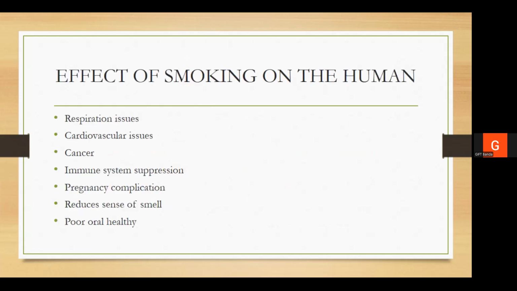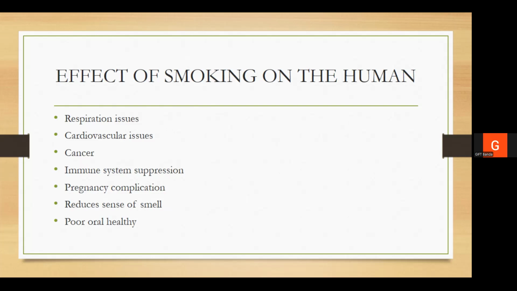To go further, which we did not explain now, let's look at the effect of this process. This process has a lot of effects. What is the effect of smoking on the human body? It's going to give you respiration issues. Apart from respiration issues, it's going to give you cardiovascular issues, cancer, pregnancy complications, and poor oral health. Let me just explain the first two, starting with the respiratory issues.